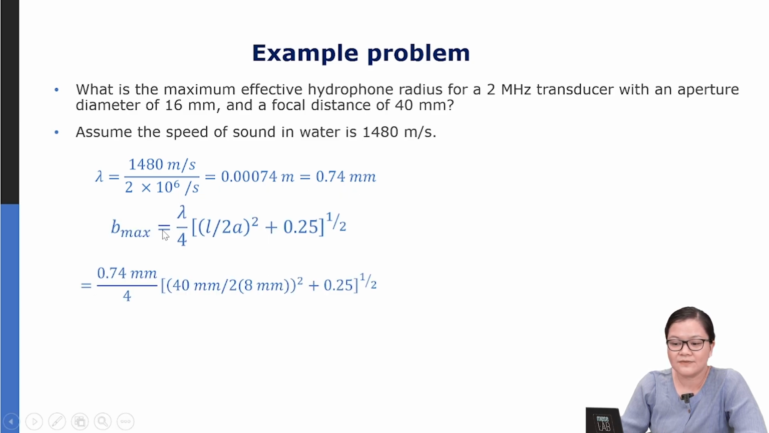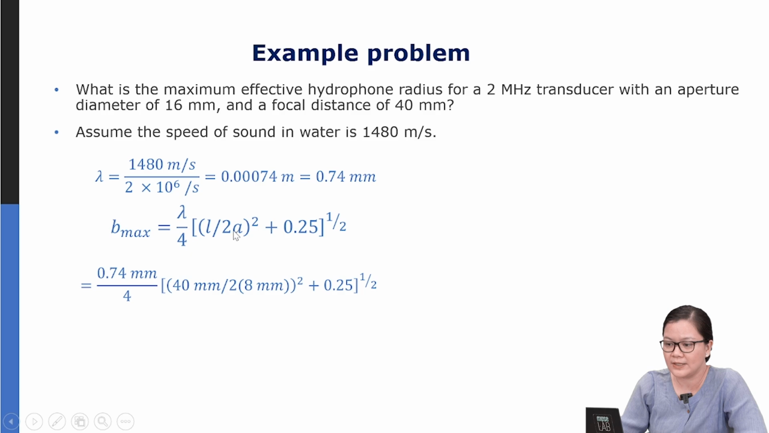Next, we would plug these values into the equation. So this was the equation given to us for the maximum hydrophone radius. We plug in our value for the wavelength here. We also know what the focal distance is, which is L here, and that is 40 millimeters. So we plug that into this equation.